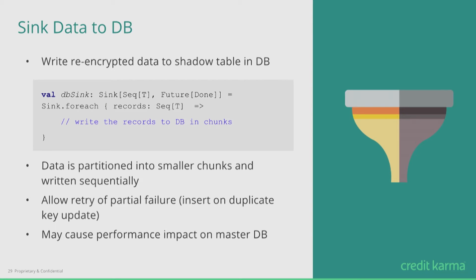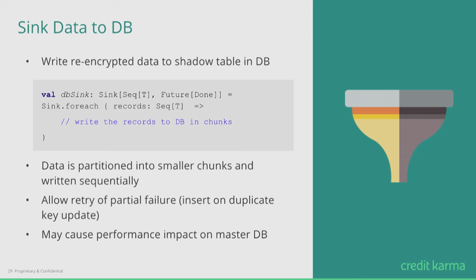Here's a snippet showing the sink, which just does a foreach. As soon as a group of records is finished processing by the flow, it is sent to the sink, and the sink iterates through each group it receives as a sequence of records, breaks them apart into smaller chunks, and generates the SQL query.